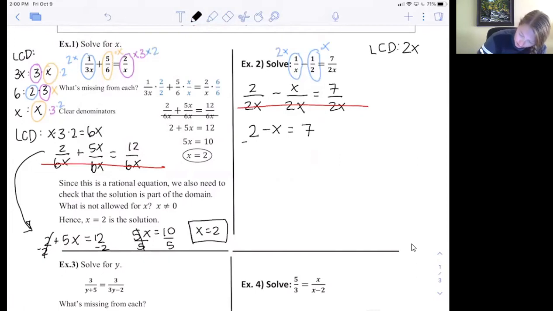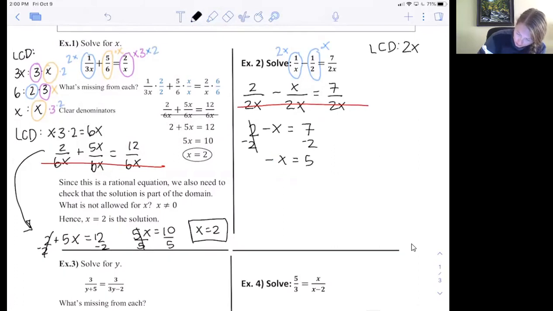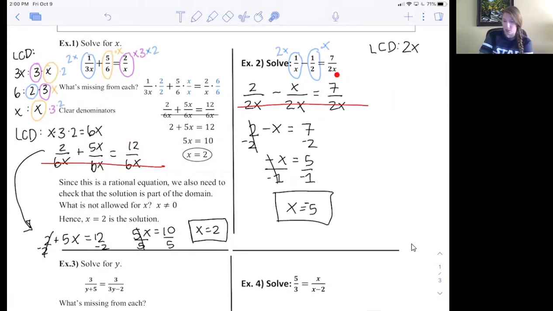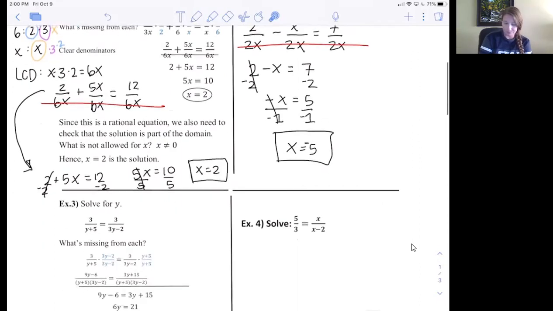So now to solve this, I'll just subtract 2. So I have negative x is equal to 5. And then remember, there's a 1 right here, so to get rid of that negative, I just divide by negative 1. That gives me x equals negative 5. And then I will just check to make sure that none of these denominators give me 0, which they don't.